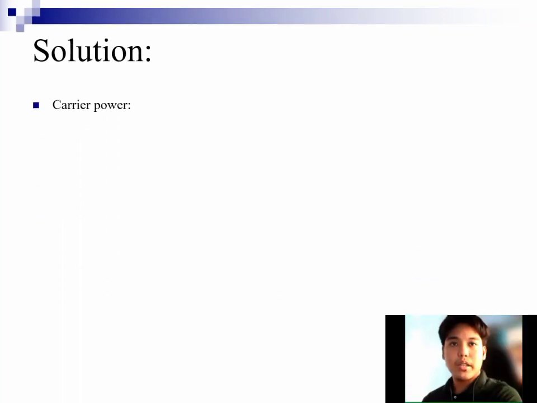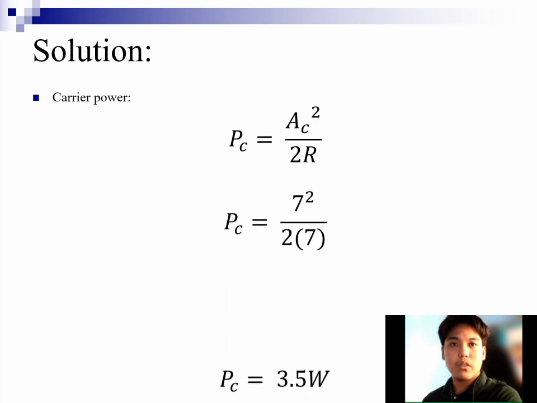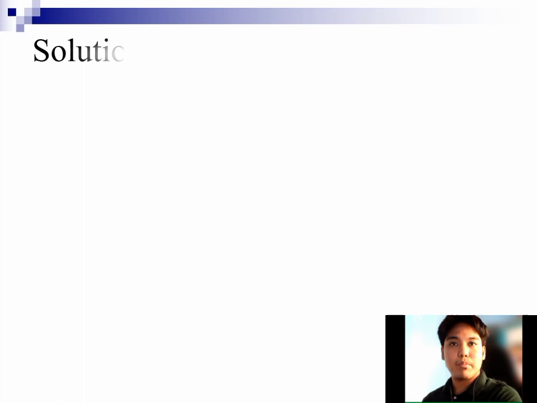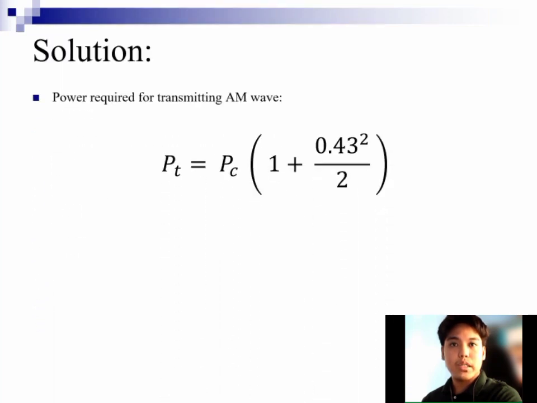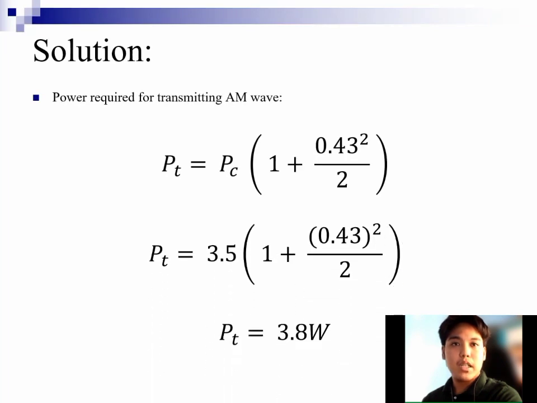Next, we're going to solve for the carrier power. The formula for the carrier power is Ac squared over 2R, so 7 squared over 2 times 7. So now our Pc is equal to 3.5 watts. Next, we're going to solve for the power required for transmitting the AM wave. The formula is Pt = 3.5, which is our Pc, times 1 plus 0.43 squared over 2. So our Pt is now 3.8 watts.